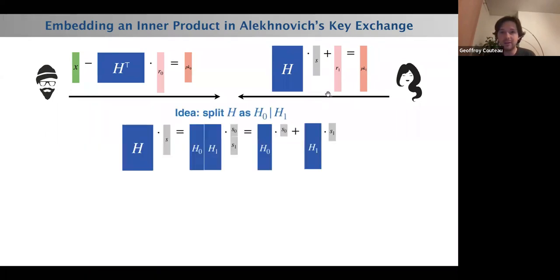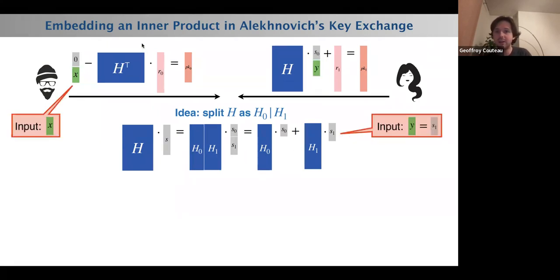Well, the second idea is to split H vertically as the vertical concatenation of two matrices H0 and H1. Here, the idea is the following. If you write it this way, then when you open the computation, you can use the randomness inside S0 to prove that everything here is indistinguishable from random, because you will have a term H0 times S0 plus R1, which is a primal form LPN sample. So you can invoke LPN at the cost of losing a factor 2 in the rate of your code here.